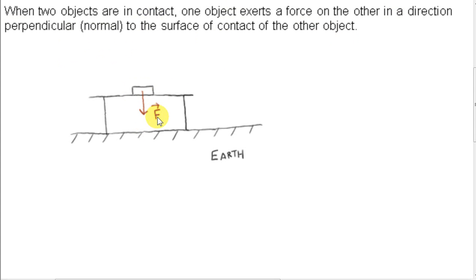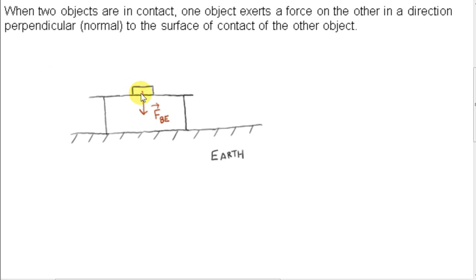Now, in the last video we introduced this useful notation. We can refer to this vector as FBE, where B stands for book, E stands for Earth. So this is the force on the book due to the Earth. In other words, it's the weight of the book. The magnitude of this vector would be mg, where m is the mass of the book.